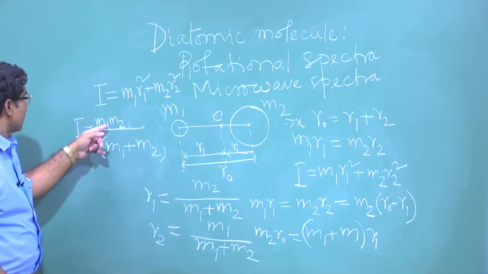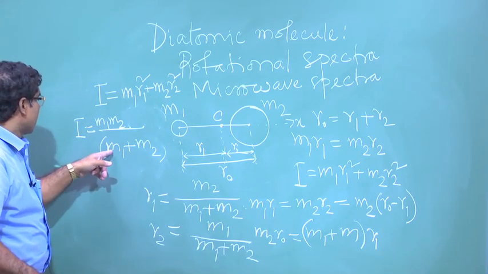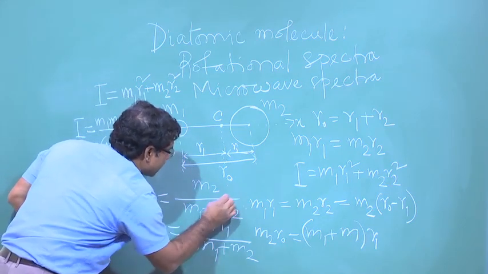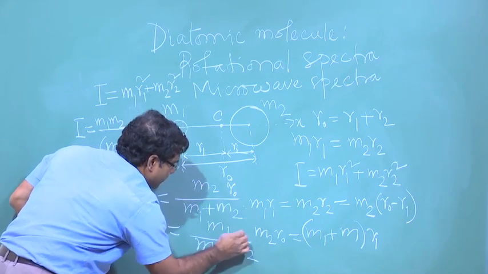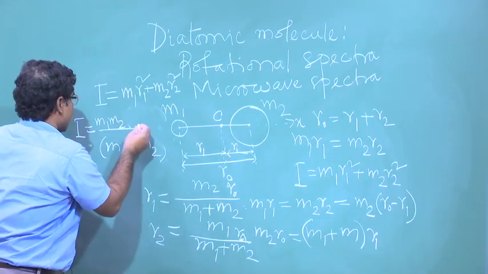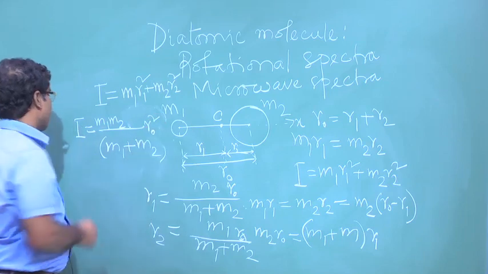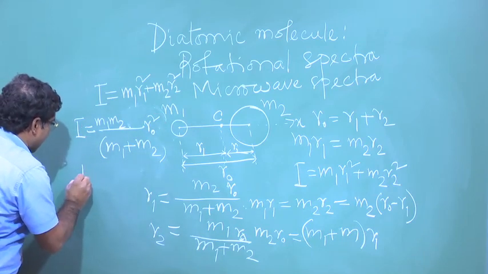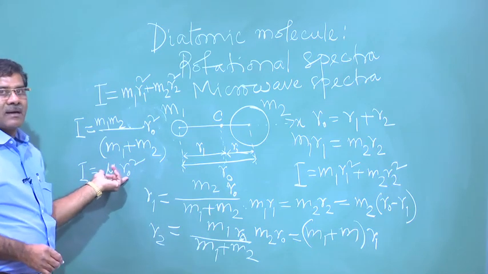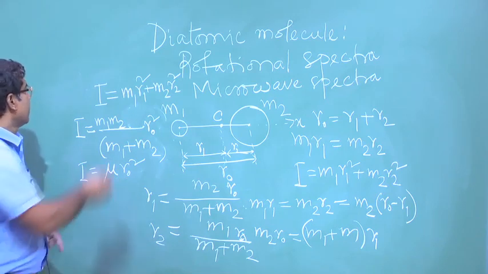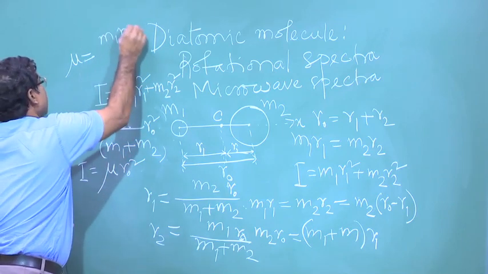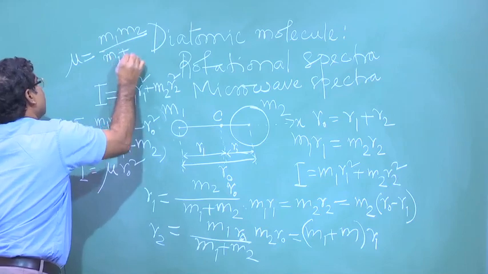So it is m1 m2 by (m1 plus m2), and for all cases, R0 I have not written, so there will be R0 in both cases. So the square of this means R0 square will come here. Okay. So here we can write I equal to mu R0 square. So mu is the reduced mass, so mu equal to basically m1 m2 divided by (m1 plus m2).